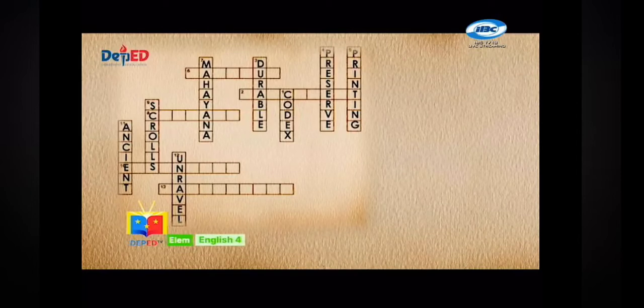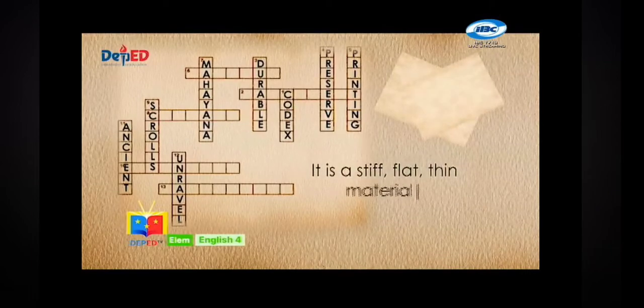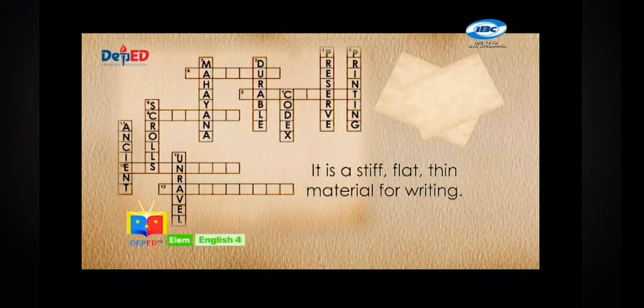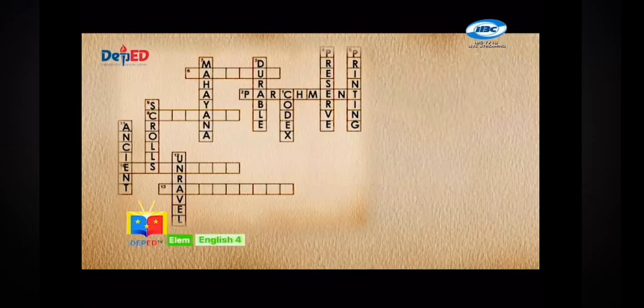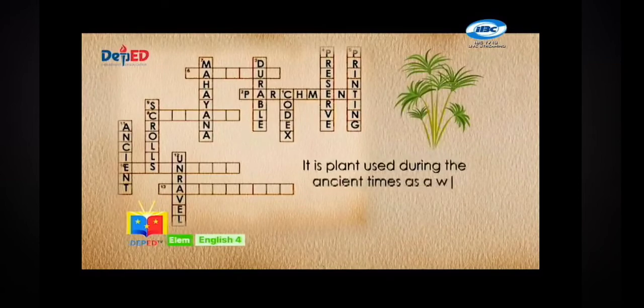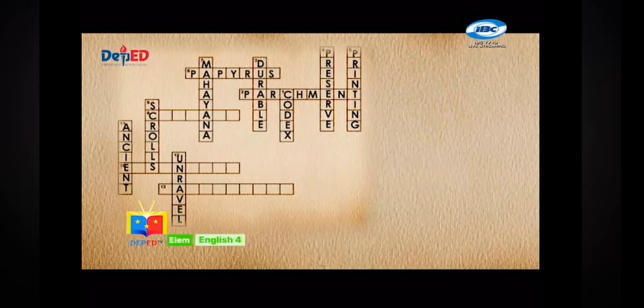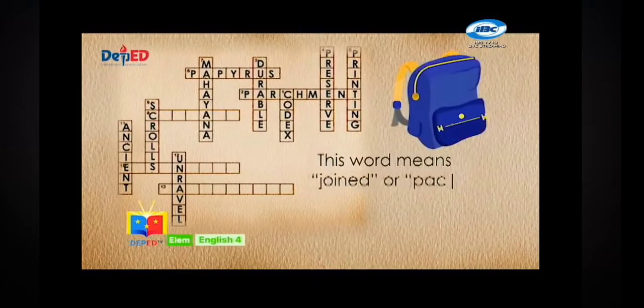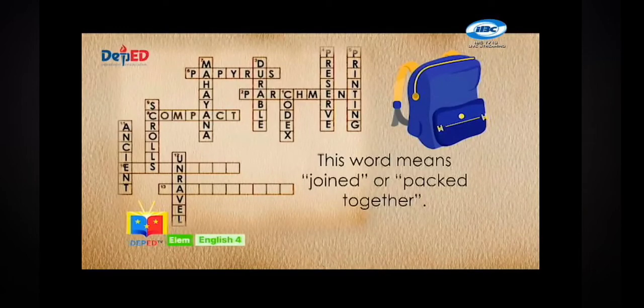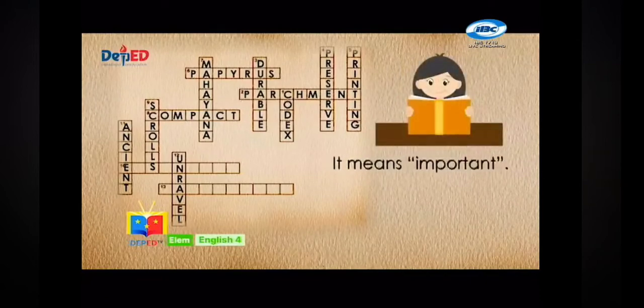Number 2. The stiff, flat, thin material used for writing is called parchment. Number 6. The plant used in the ancient times as a writing surface is called the papyrus. Number 8. The word which means joined or packed together is compact. Number 10. The word important is similar to the word essential.